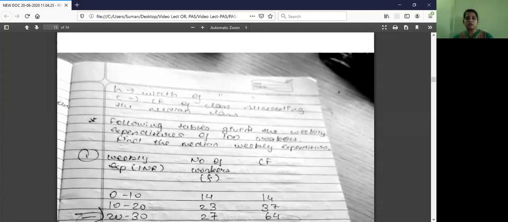We will solve this in a question. The following table gives the weekly expenditure of 100 workers. Find the median weekly expenditure. So in our question, the class intervals are 0 to 10, 10 to 20, 20 to 30, 30 to 40, 40 to 50. The number of workers is 14, 23, 27, 21 and 15.